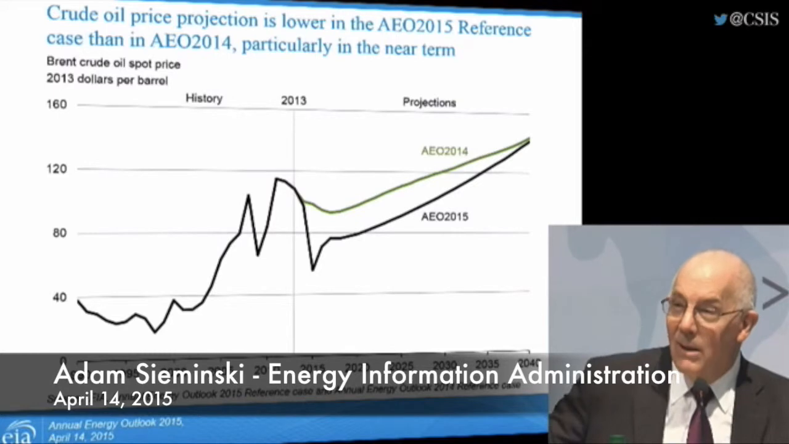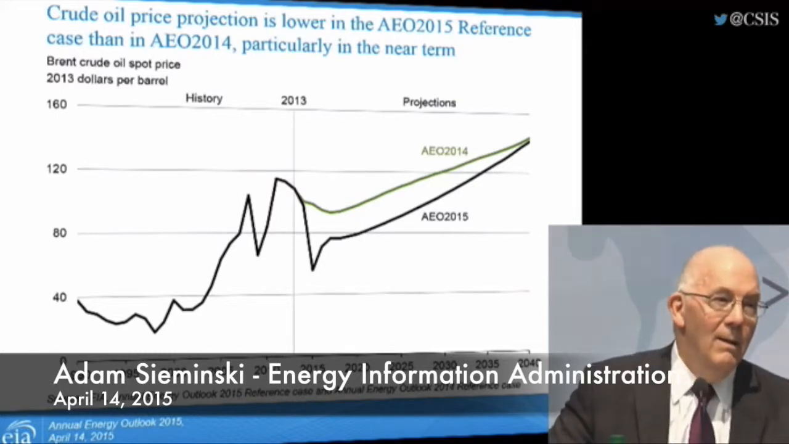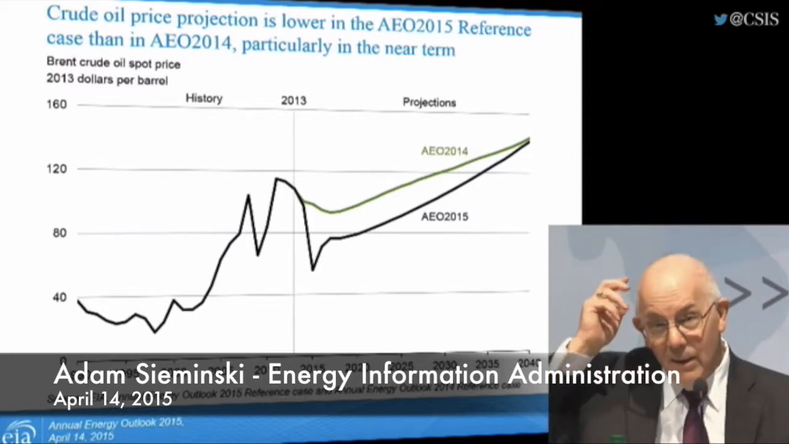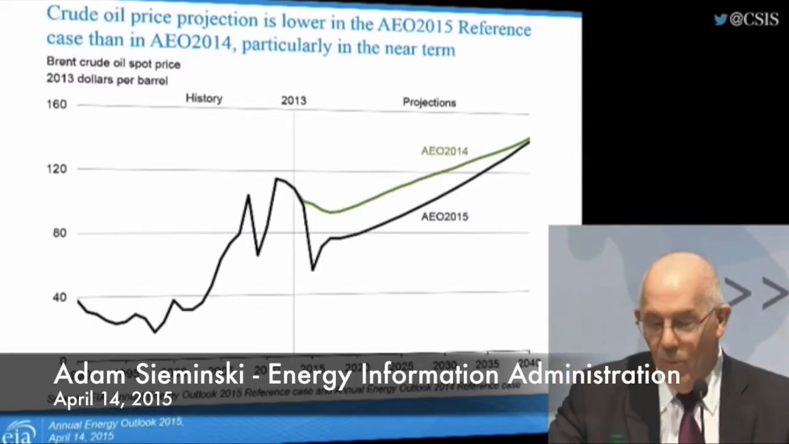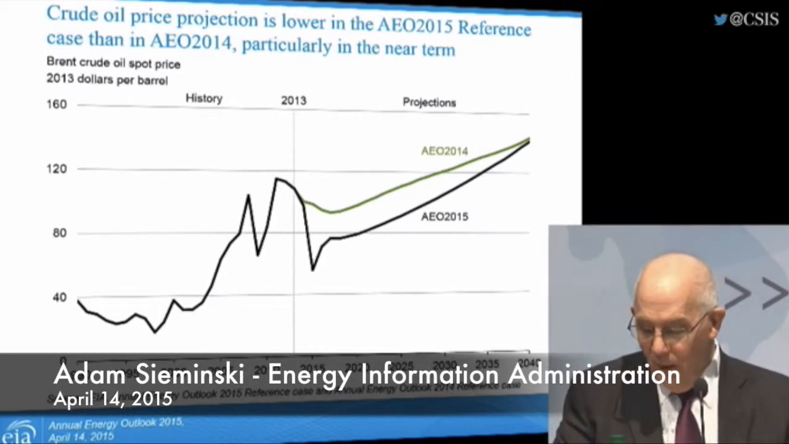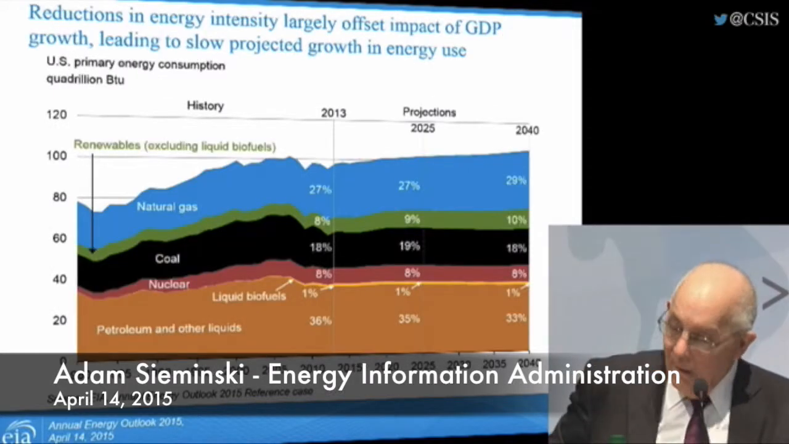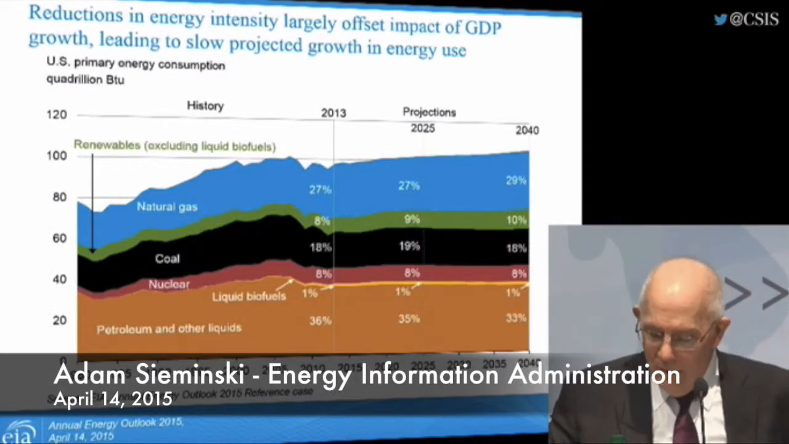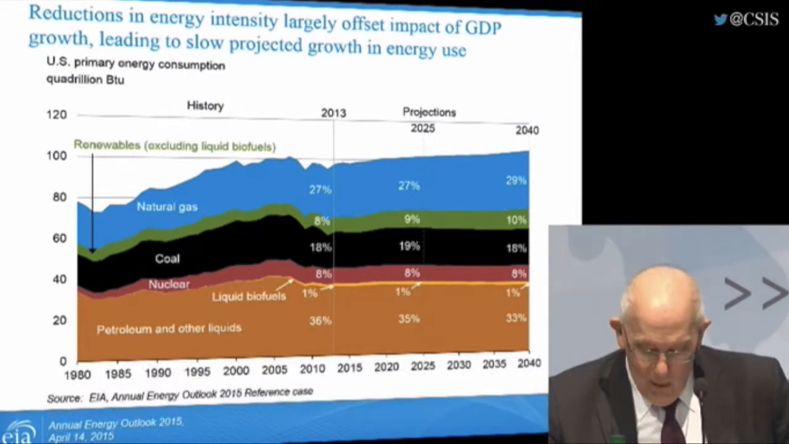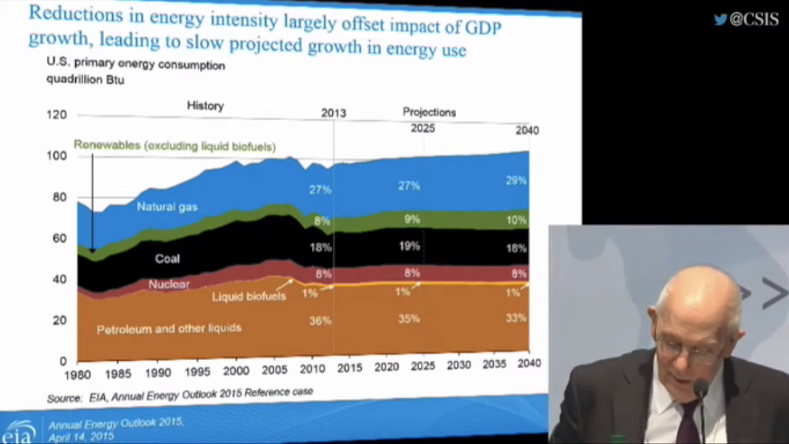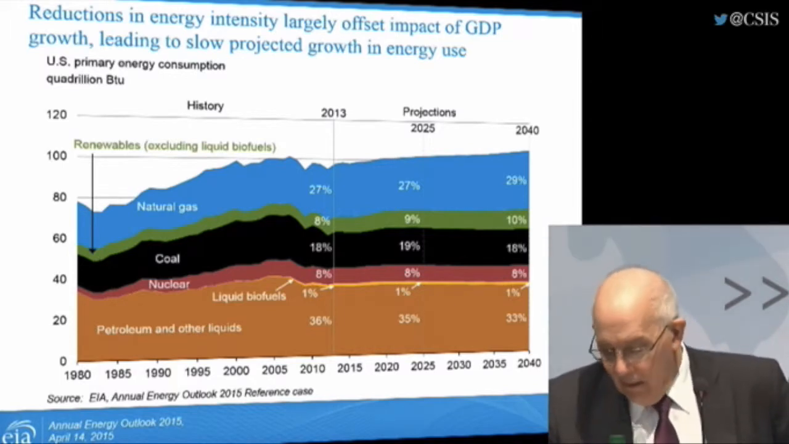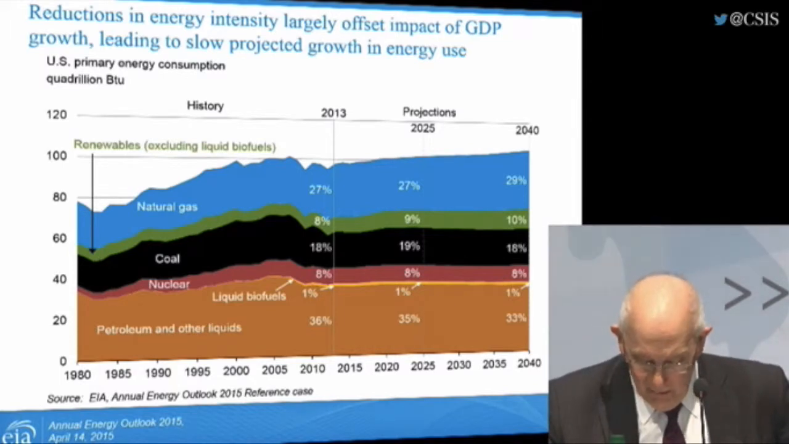So we have significantly lower prices in the near term in the AEO 2015 for crude oil. But as you can see in that graph, by the time we get to 2040, we're back pretty much to where we were in the 2014 AEO, where you have total energy use going from about 97 quadrillion BTUs in 2013 to about 106 quads in 2040. Most of that growth is in consumption of natural gas and renewable energy.